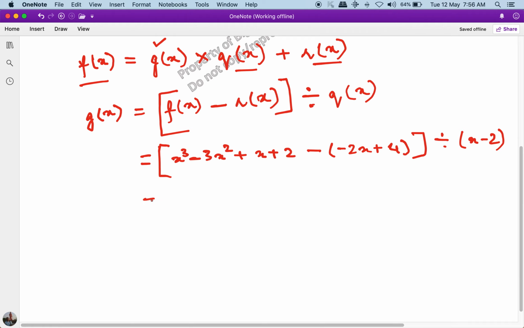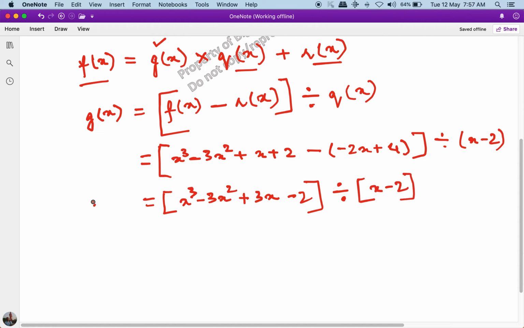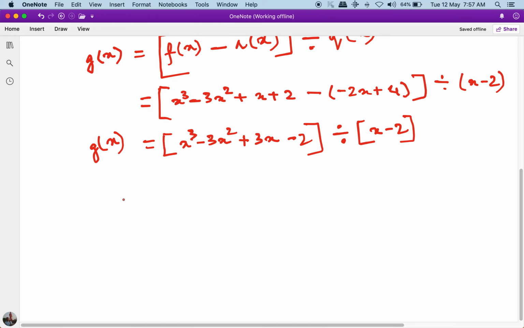So what will be g of x? G of x will be x cube minus 3x square, this x and plus 2x will become plus 3x, and this 2 minus 4 will become minus 2. So this polynomial is divided by this other polynomial. The solution, which is g of x, is nothing but a simple long division of these two terms.